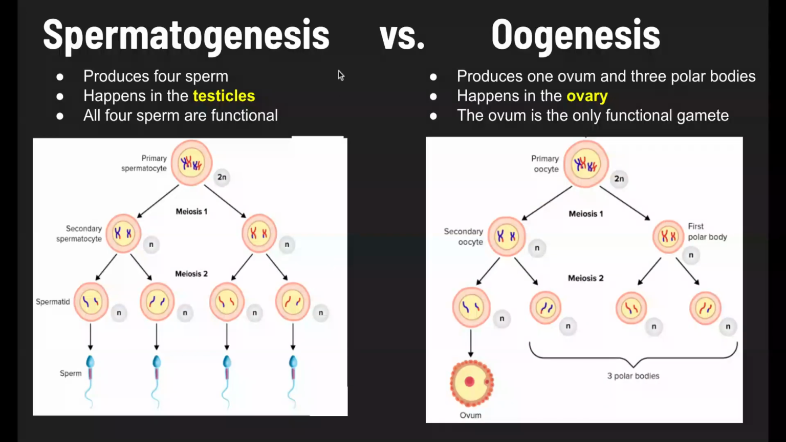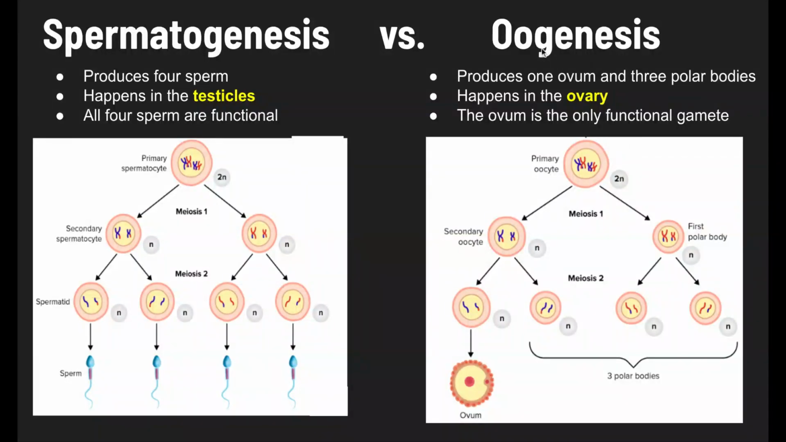So to finish up, the process of meiosis in male organs is going to be a little bit different than the process of meiosis in female organs. And we name these processes different names to distinguish the two. So spermatogenesis is what occurs in the male organs to produce sperm. This happens specifically in the testicles, and all 4 sperm are functional.